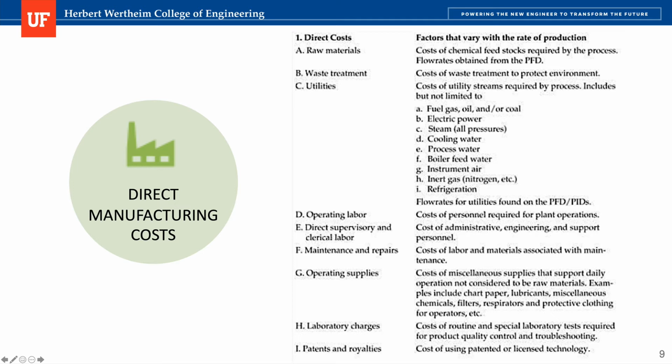The operating supply, like miscellaneous supply that support daily operations, not considered to be raw materials. This is an example of catalyst and also benzene if you're using it for extraction or something like that. You put it here, not on the utilities, I'm sorry. And then you have the laboratory charges. These are costs of routine and special laboratory tests required for production quality control and troubleshooting.